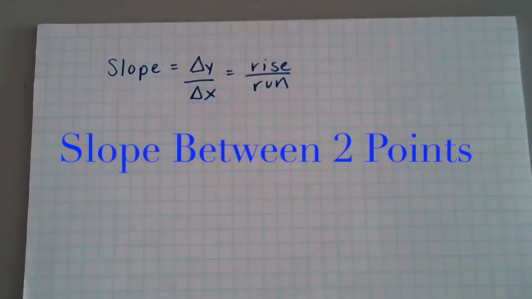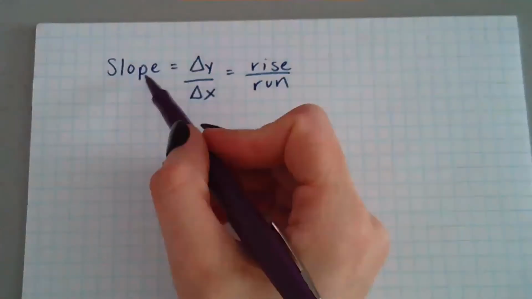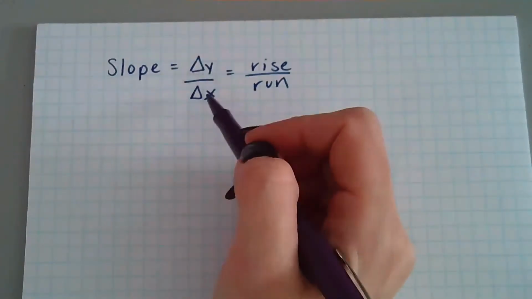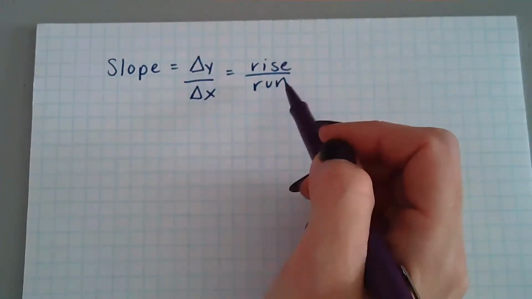In this video, I'm going to show you how to calculate the slope of a linear equation between 2 points, and I'll show you how to do this using two different methods. And so the first method that's really common is using the slope formula. So we know that slope is the change in y divided by the change in x between 2 points on the line, and some people call this rise over run.